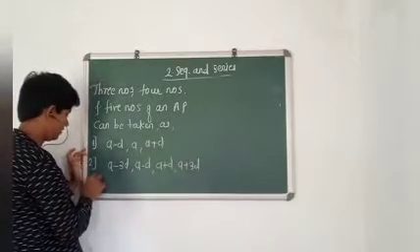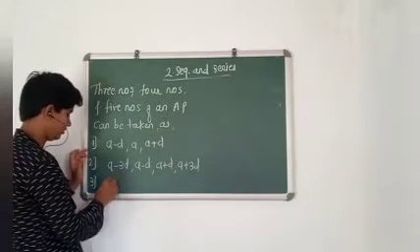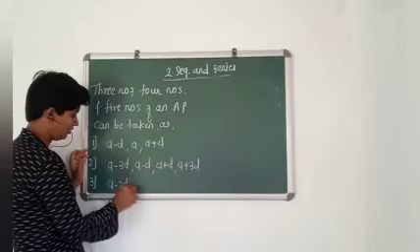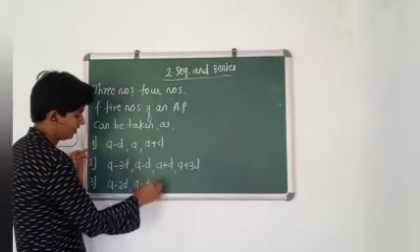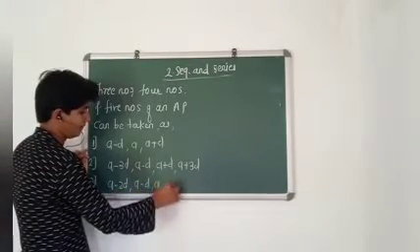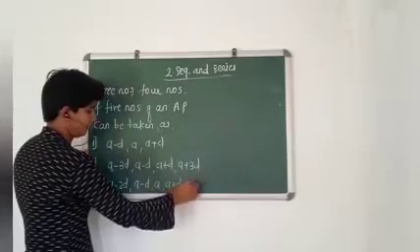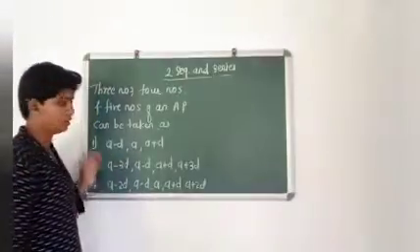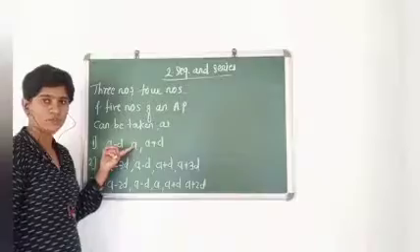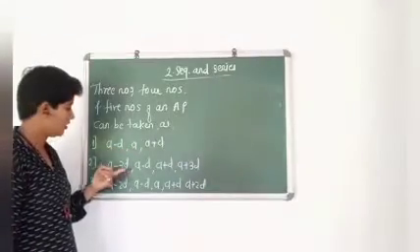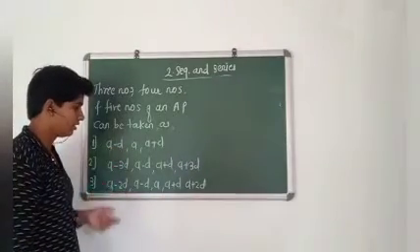For 5 terms in an arithmetic progression, we get a minus 2d, a minus d, a, a plus d and a plus 2d. So this gives the 3 terms, 4 terms and 5 terms in an arithmetic progression.